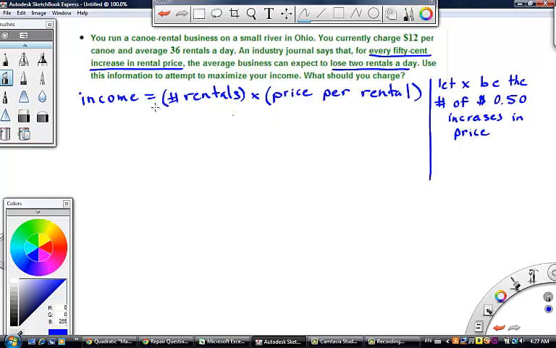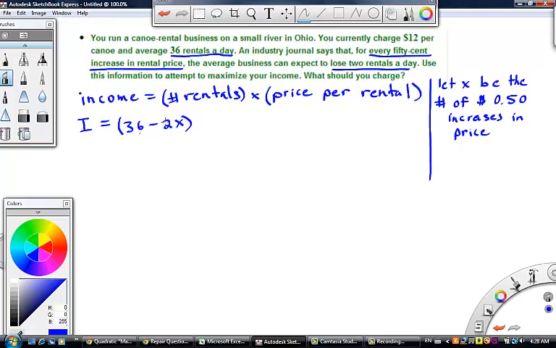Okay, so we're going to call this income I, just to reduce some of our writing. And the number of rentals, well, currently we're renting out 36 rentals a day. So we can say that the number of rentals is going to be 36. And every time we increase the price, we're going to lose 2 rentals. So it's going to be minus 2x. The 2x is because every time you increase the price by 50 cents, you're going to lose 2 rentals a day, 2 customers. So that's why this makes sense.